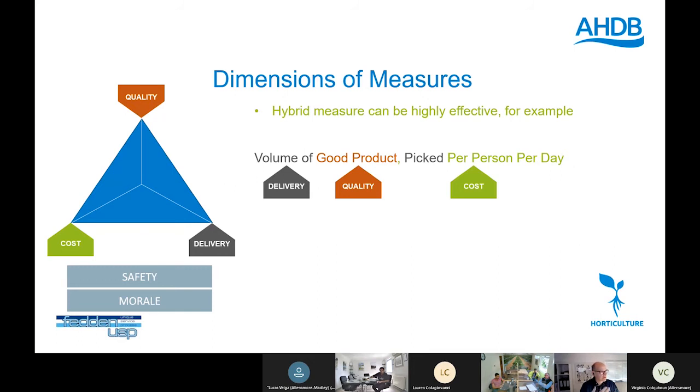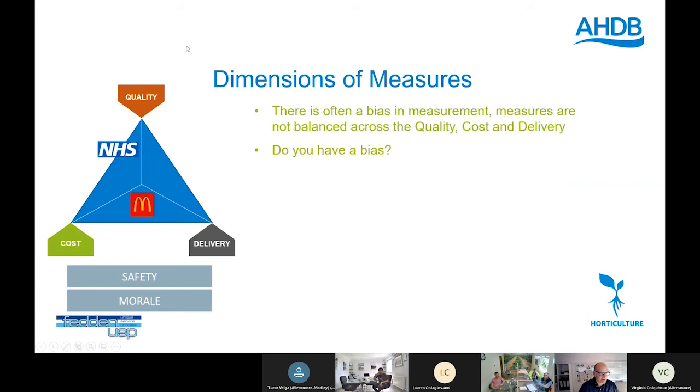So you've got those 3 dimensions in a single thing that says, actually, I've got good products. Good product is a very broad term as well. You know, there'd be something more definite about what good product means, but the right quality products picked, how many were picked per person per day, is a hybrid of those three things. So what you want to try and be is have a balance across the three, because you'll bias your performance towards the ones that you measure.